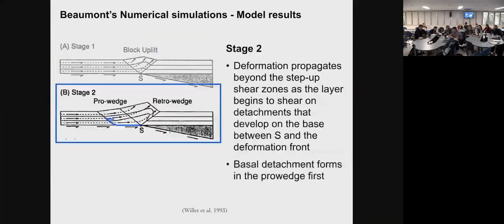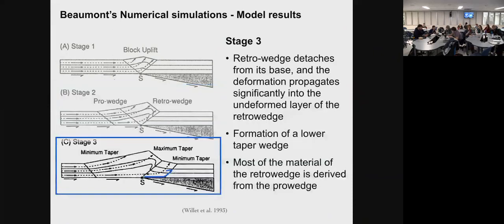As we go into step two, the pro wedge side evolves very quickly with a fairly low tapered angle, okay? And this is where you will see the development of the foreland fold thrust belt, okay? If you continue the modeling with increased shortening, the retro wedge right here becomes active, but it becomes active with a much steeper tapered angle.